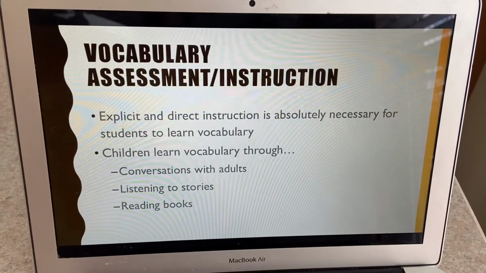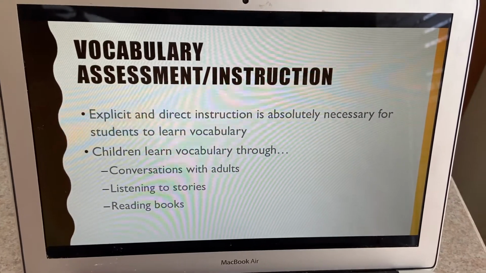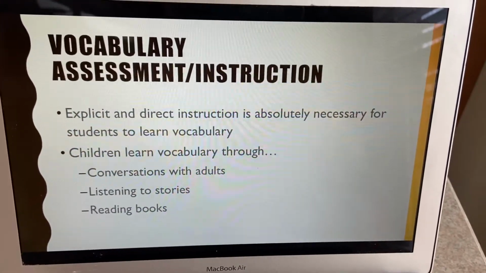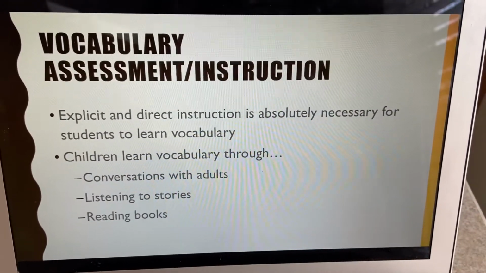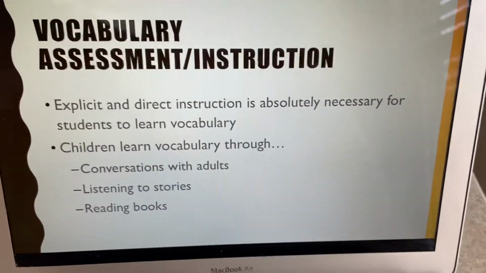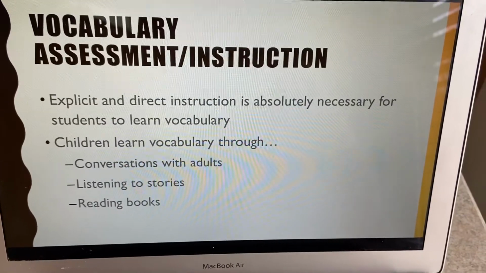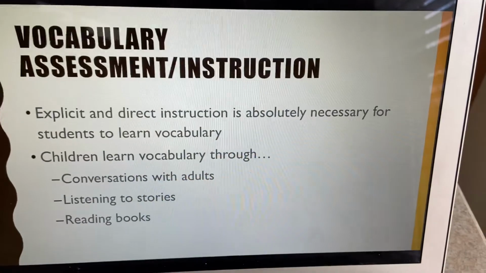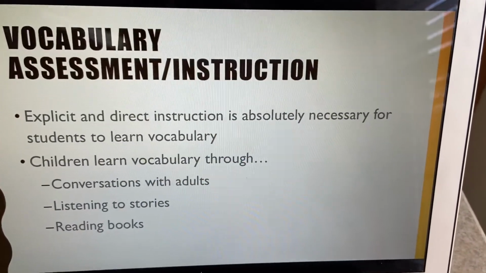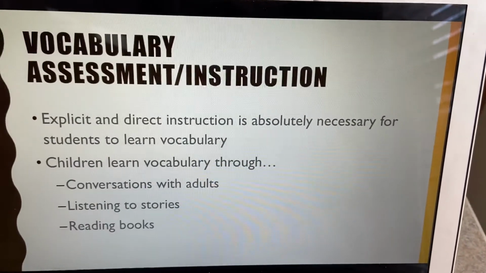Explicit and direct instruction is absolutely necessary for students to learn vocabulary. Yes, they learn it through conversations at home, or vocabulary words at home, but it's also necessary to teach vocabulary. And they learn it through conversations with adults, listening to stories, reading books. And from what I'm going to be discussing in the future, they learn it through lessons in the classroom.